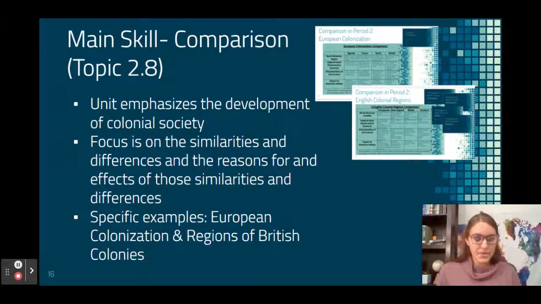So to wrap it up, each unit, the College Board chooses a main skill. And for this unit, the skill of focus is comparison. This emphasizes the development of colonial society, looking at the similarities and differences. The two biggest examples that have often been tested in this unit are the differences between the European colonization, so between our European powers, and then the differences and similarities in the regions of the British colonies. I do have videos where I go through those questions that the College Board has given in the past, which is an excellent way to practice this skill.